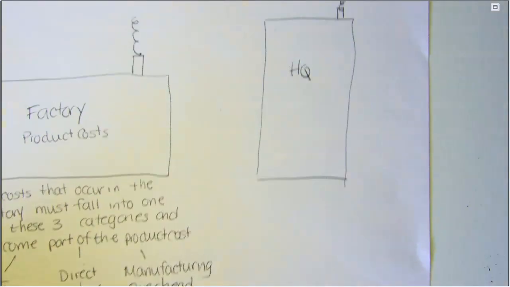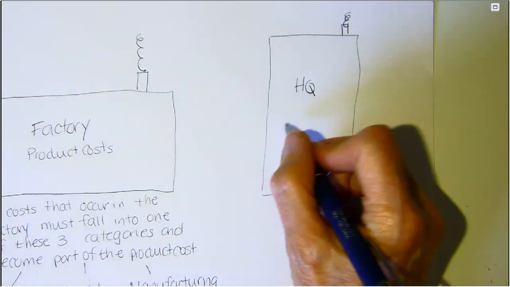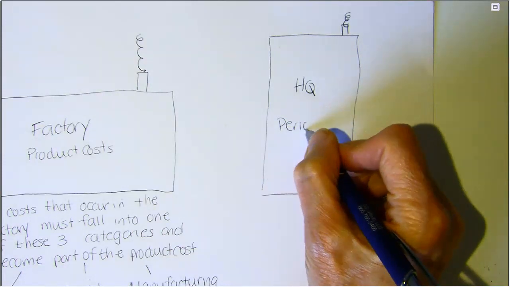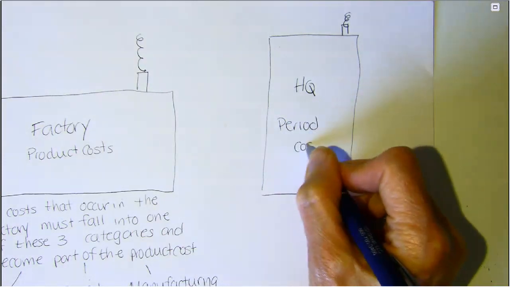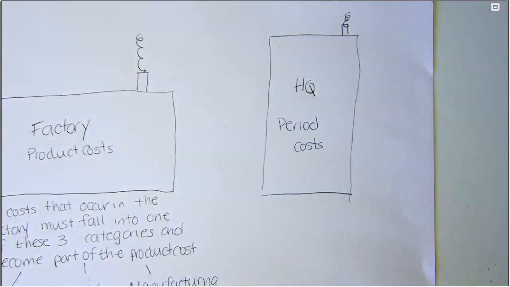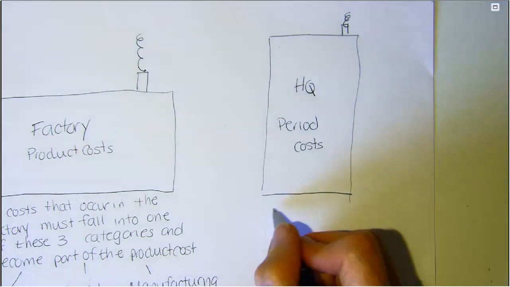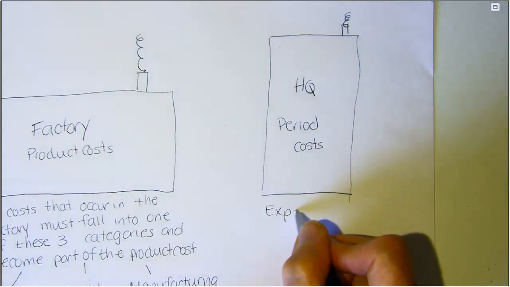Everything that happens outside the factory is called a period cost. These are non-manufacturing costs, and these costs are expensed as incurred.